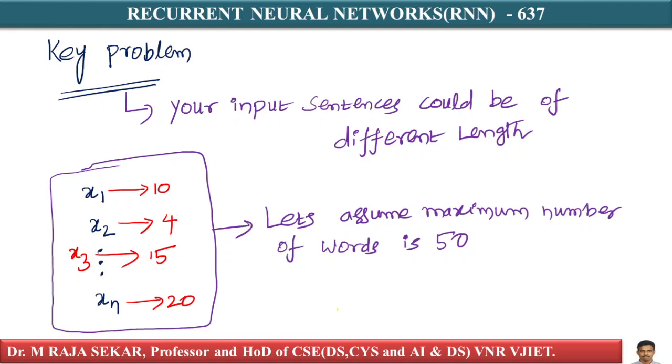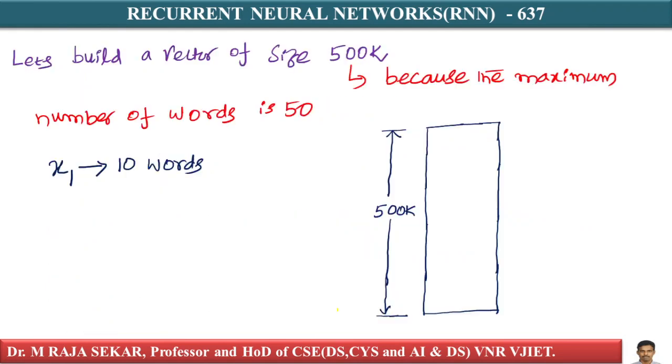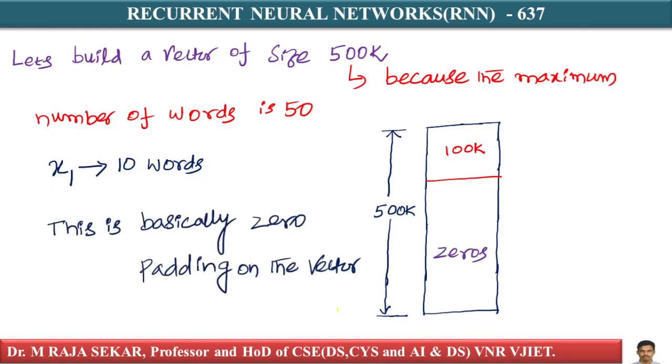If you have x1 with only 10 words, let me assume, what about x1? I am assuming x1 has 10 words. Only fill the first 100k dimensions, and the rest of them you basically give zeros. If you give zeros, this is basically known as zero padding. Actually, you are performing zero padding on the vectors.